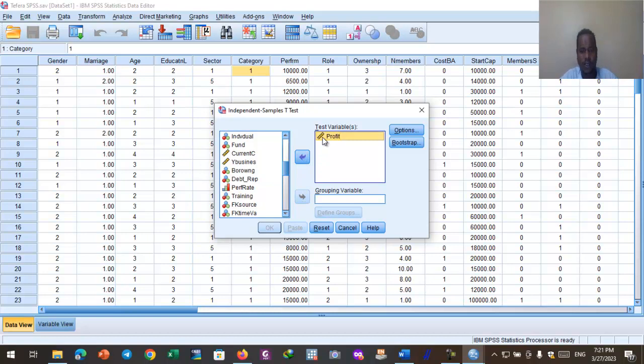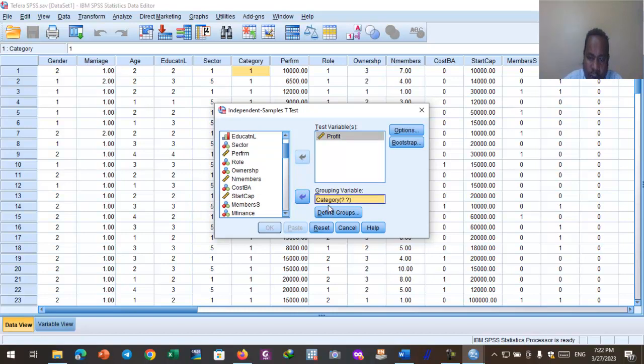And our interest is to find out whether there is a difference between the two groups, the micro enterprises and the small enterprises, in terms of average annual profit that they earn. And the grouping variable is therefore the categories of the variables. We designated the independent variable a category of the enterprises. Okay, therefore let us move it to the grouping variable.